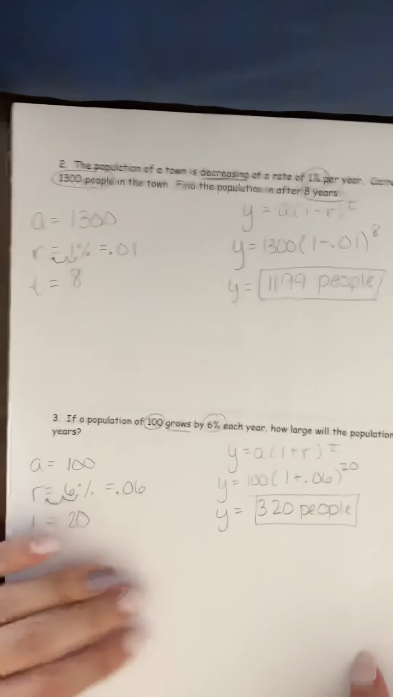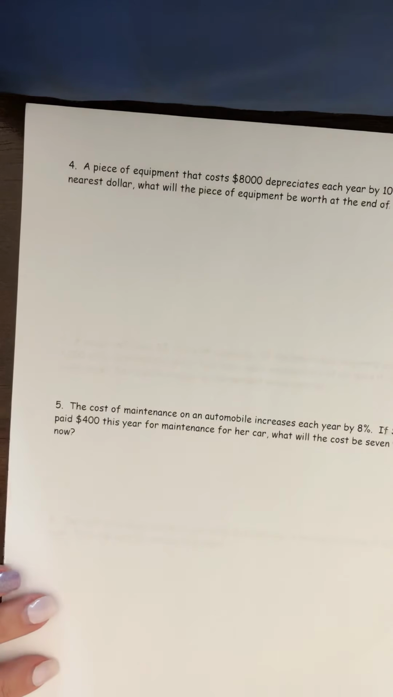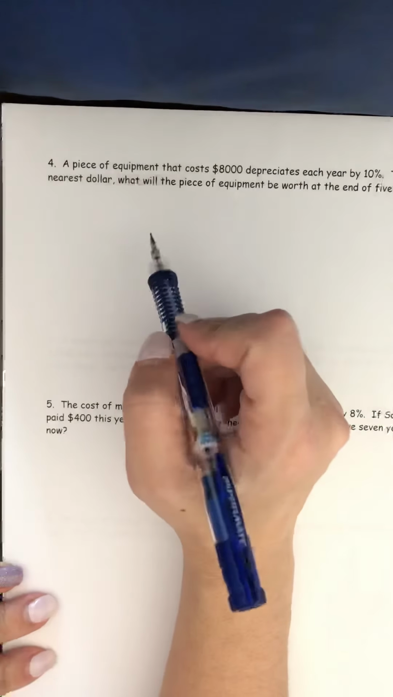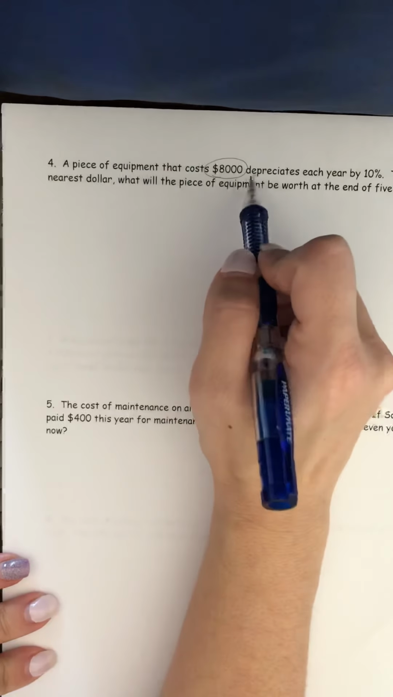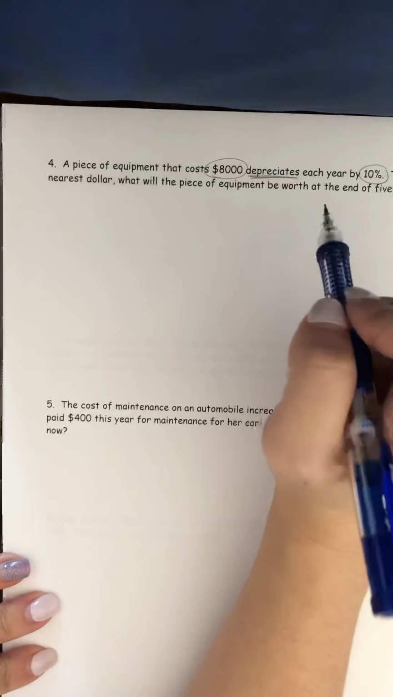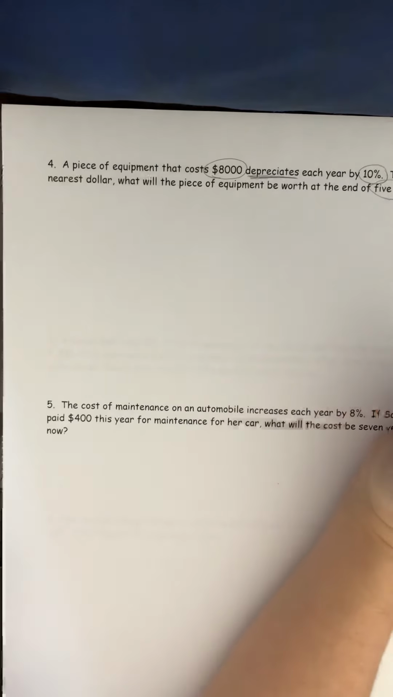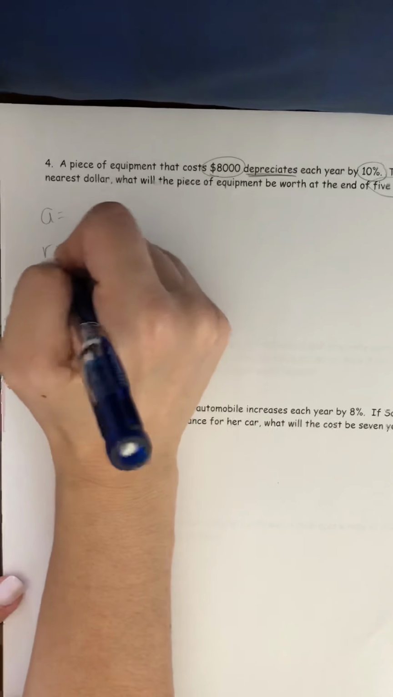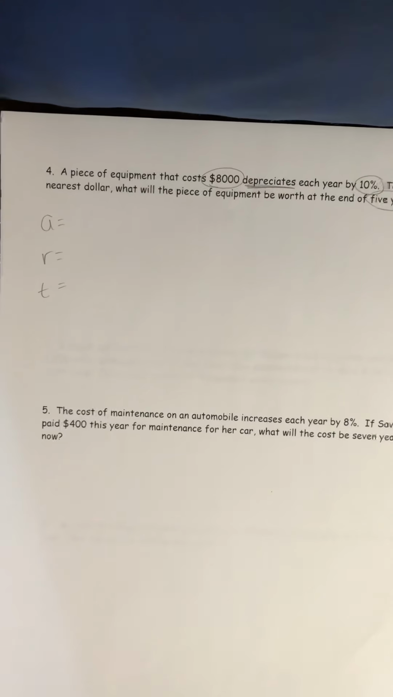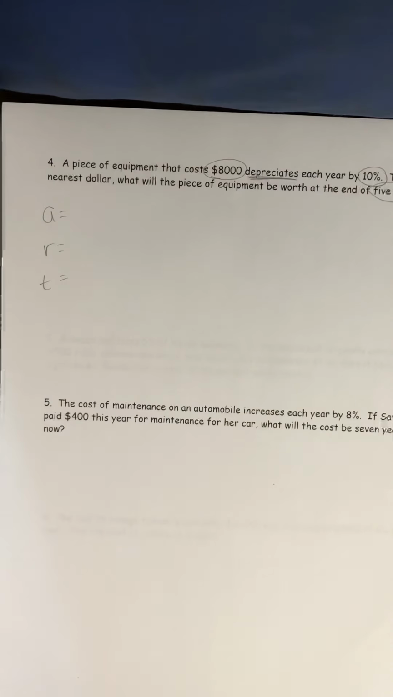Okay, let's see which one we're going to do next. Let's look at number 4, because there's 2 pieces of number 4 I want to talk about. It says a piece of equipment costs $8,000, depreciates each year by 10%. To the nearest dollar, what will the equipment be worth after 5 years? So A equals, R equals, and T equals. So in this one, they don't actually say increase or decrease or grow or decay. The word depreciate is the key word here. Depreciate means it's going down.